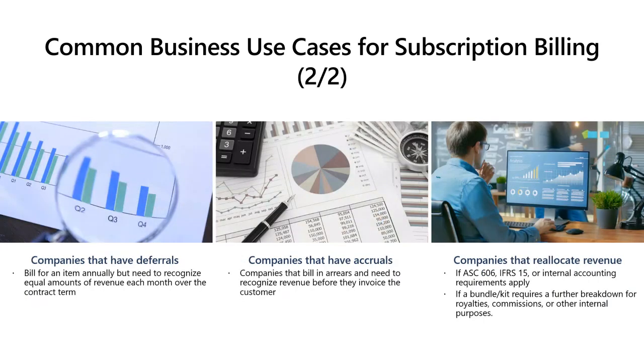In addition to that, companies that have deferrals, right, that would bill an item annually, for example, but they need to recognize equal amounts of revenue each month over the contract term. And in contrast to that, there are companies that have accruals. They're actually billing in arrears and need to recognize the revenue before they invoice the customer. And lastly, another use case is of companies that need to reallocate their revenues, be it because of the IFRS standards or the ASC standards or the internal accounting requirements, such as it could be scenarios of bundles and kits that are sold by the organizations or the companies, and they're required to have a further breakdown of accounting for their royalties, commissions, or other internal purposes.